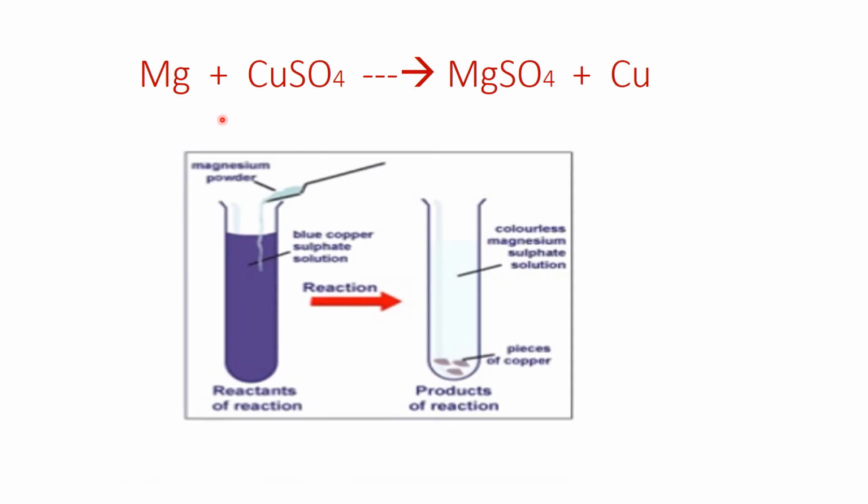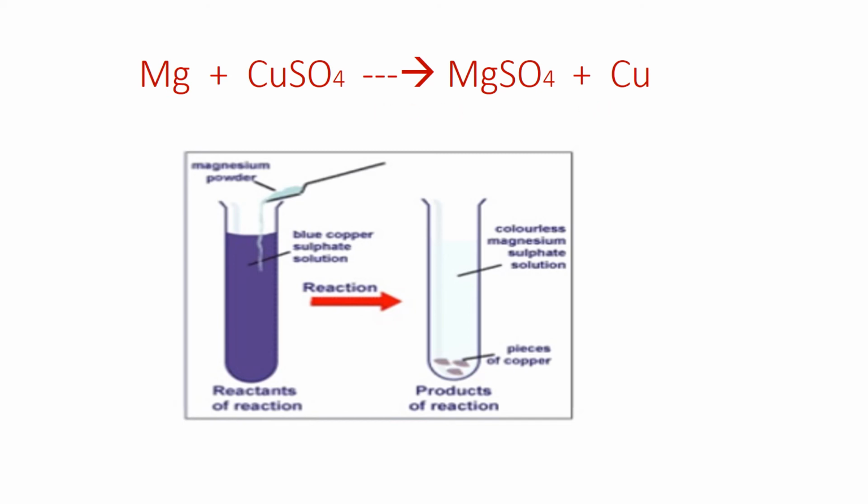Reaction of copper sulfate and magnesium. You can see here, this is magnesium powder which is dropped in a test tube of copper sulfate, where we have taken the blue color copper sulfate solution. When the reaction takes place, you will find that the solution changes to colorless and reddish brown pieces of copper can be seen here. So this is magnesium. It reacts with copper sulfate and changes to magnesium sulfate plus copper. So this is one more reaction.